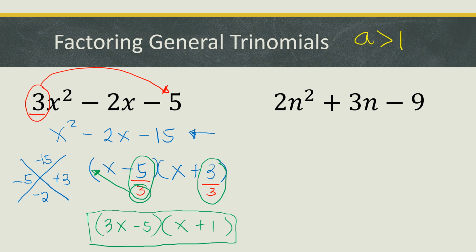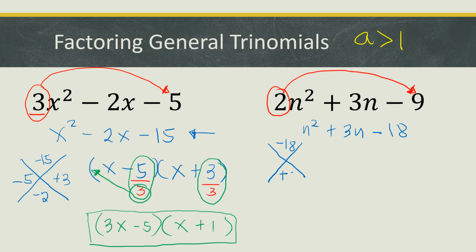Another example, 2n squared plus 3n minus 9. Let us use first the value of a to be multiplied by the value of c. That will give us a new expression of n squared plus 3n minus 18. So this new expression is what we're going to factor first. So what are the factors of negative 18? That will lead us to a positive 3.